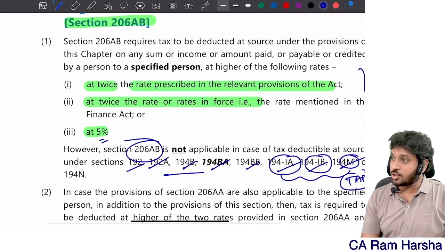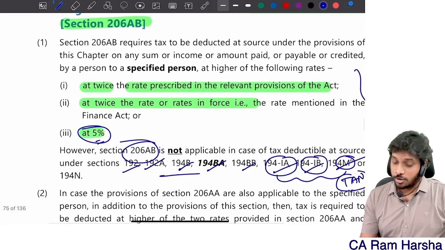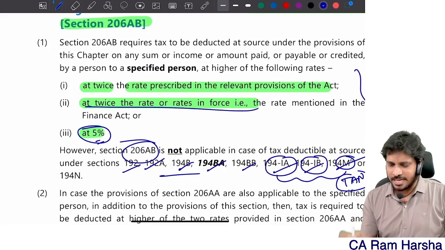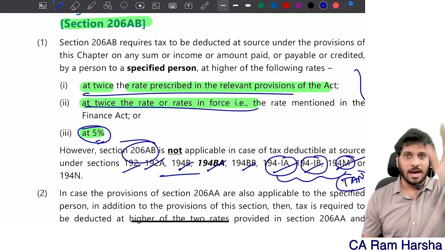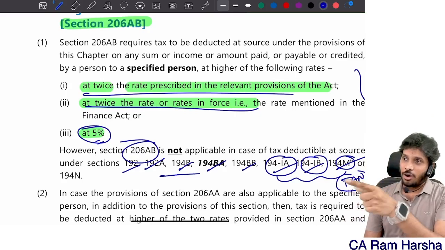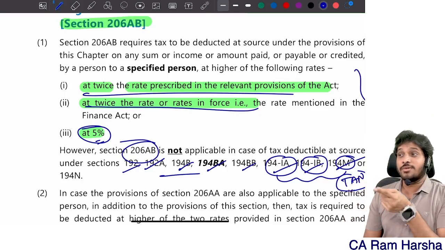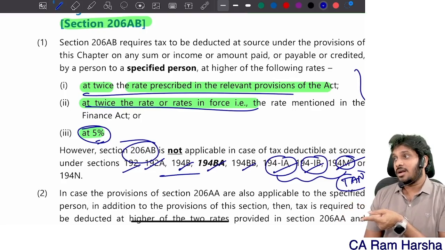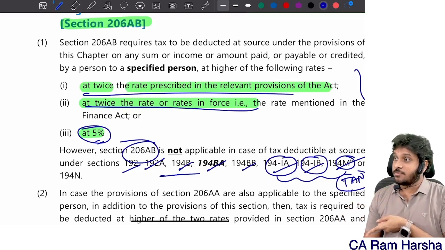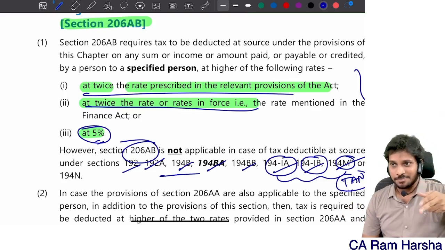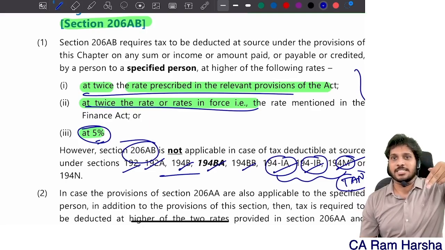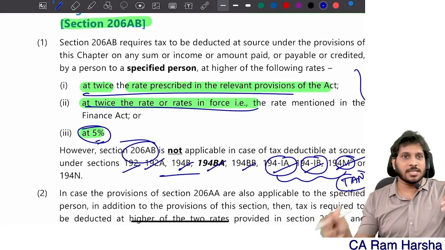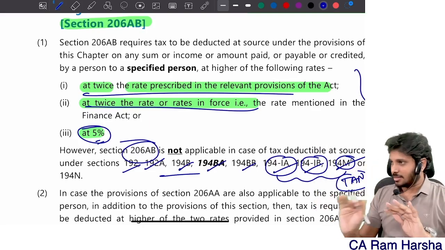What is the highest rate in 206? 5% or twice the rate given in the section, or twice the rate given in the Finance Act, whichever is higher. Suppose the person is a non-filer of income tax return. Moreover, this year also he didn't give PAN number. Now 206AA is applicable, 206AB is applicable. Which percentage should apply? Whichever is higher again. Under 206AA, what percentage do you calculate? Under 206AB, what percentage do you calculate? Whichever is higher. That's it. Clear?